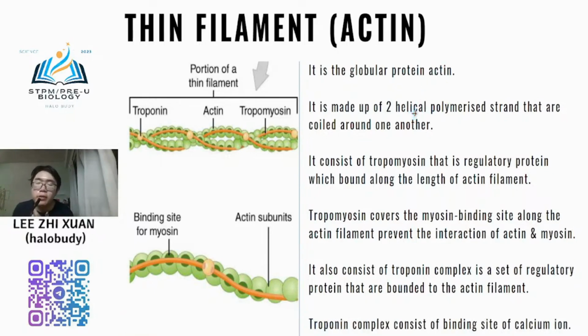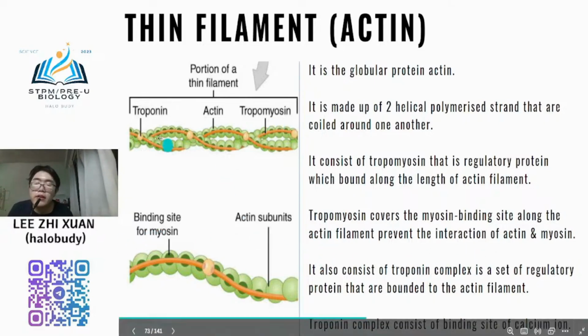And then the actin contains the actin protein molecule, which is a helical structure, helical protein that coils around each other. It also contains tropomyosin, a regulatory protein bound along the length of the actin filament. Tropomyosin covers the myosin binding site along the actin filament to prevent attachment. So you know that tropomyosin is this line that covers the binding site of myosin.